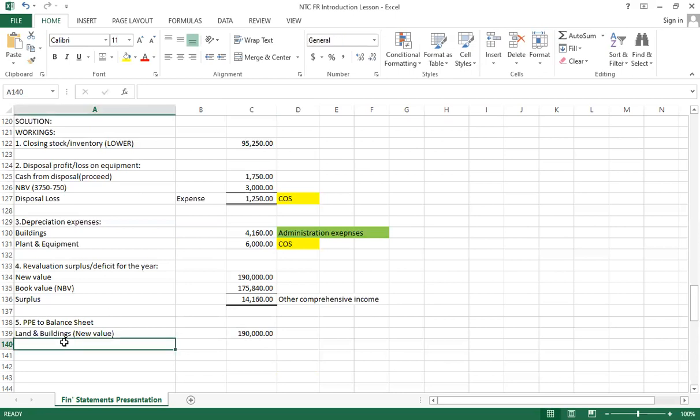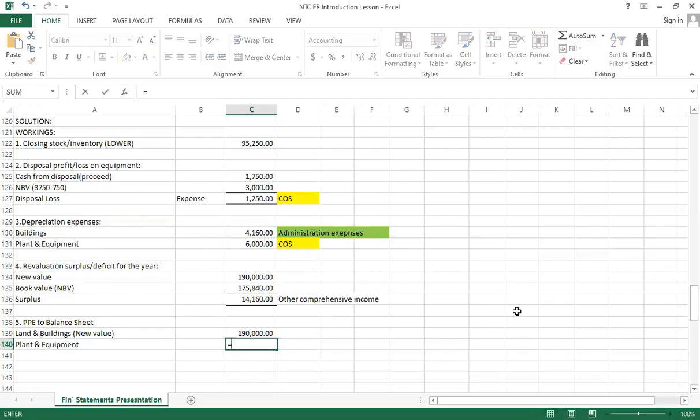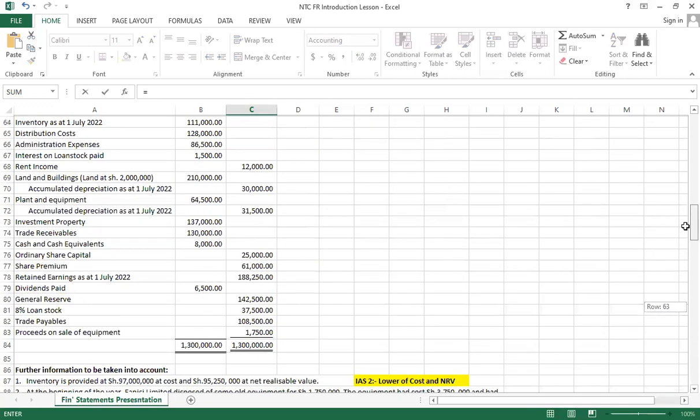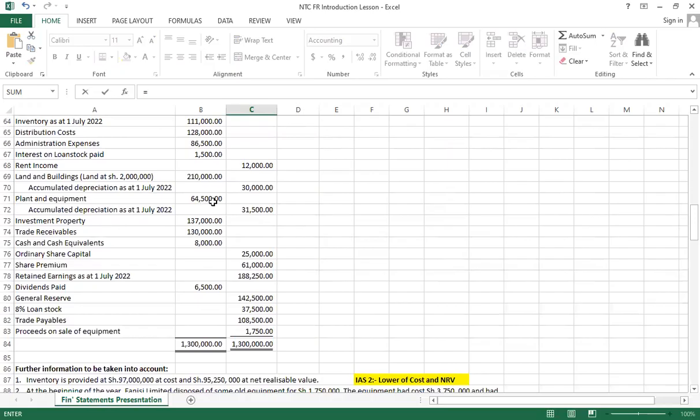We then add to this the next PPE, which was plant and equipment. Now these ones were not revalued. We therefore work with their net book value, and their net book value equals what figure? We go back to the trial balance again, where for plant and equipment their cost was this 64,5, minus the accumulated depreciation, we have this 31.5.